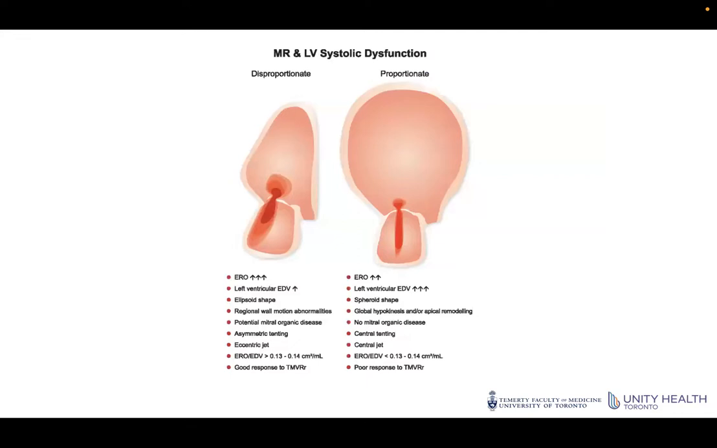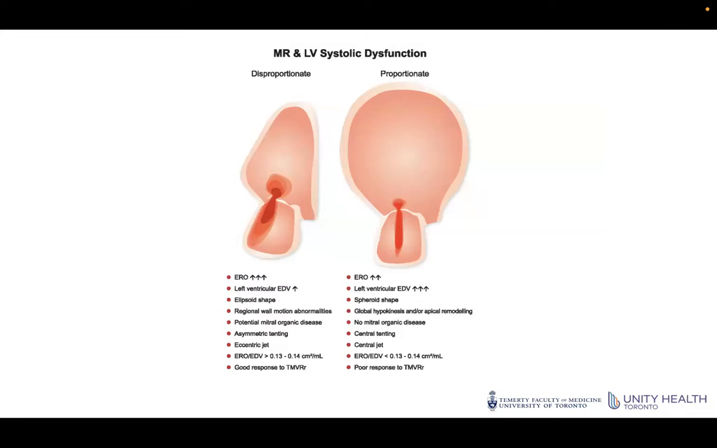And the controversial differences between the two trials also led to another discussion about what is called disproportionate versus proportionate mitral valve regurgitation, which again, some people are saying is absolutely a concept that doesn't exist.